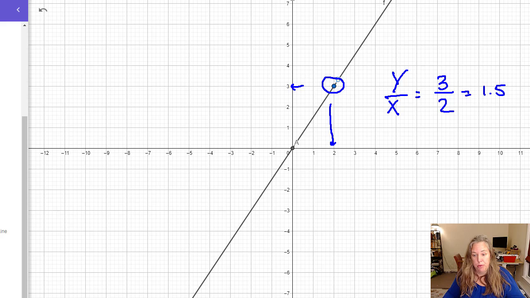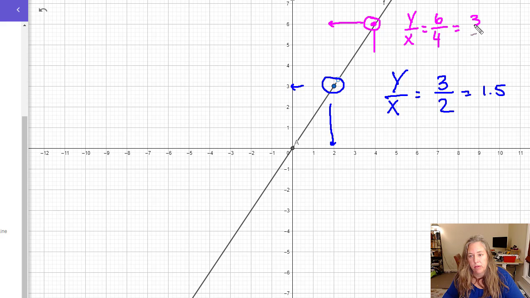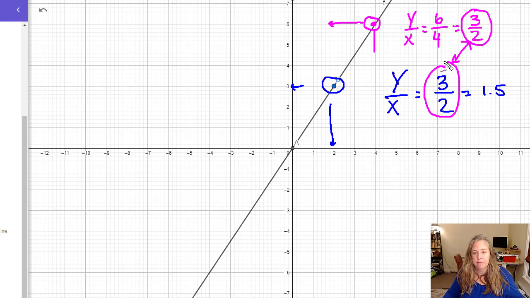That works for any point on this line. So if we chose this point up here, we would get, for y, 6, and for x, we would get 4. 6 over 4 reduces to 3 over 2. So we have the same slope no matter where we pick a point on the line.